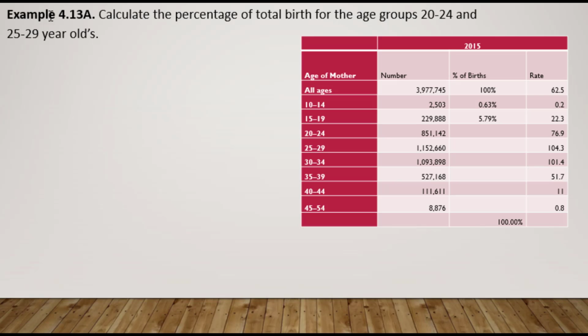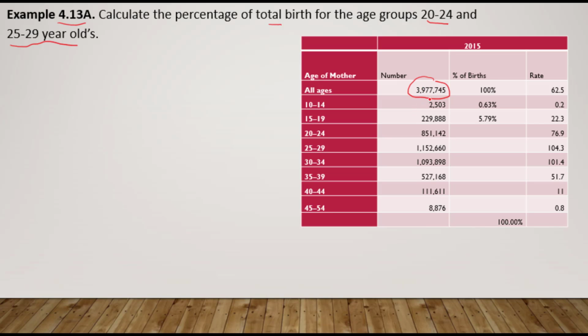So 4.13a says calculate the percentage of total births for the age groups 20 to 24 and 25 to 29-year-olds. If you read the book for 4.13, it should make sense, but I'll just go over it in a little detail. So here is all births for 2015.